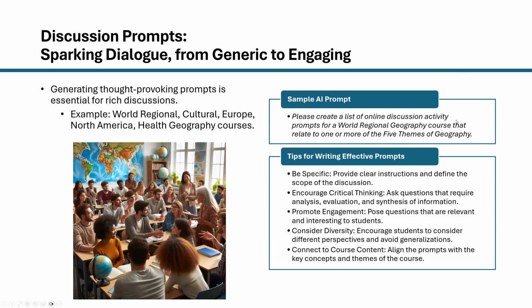So just at a basic level, you could prompt it to please create a list of online discussion activity prompts for a world regional geography class related to one or more of the five themes of geography. Those being location, place, human environment interaction, movement, and region. You could tailor that to more specifically maybe the module that you're in within the course about a particular topic, or it's very customizable.